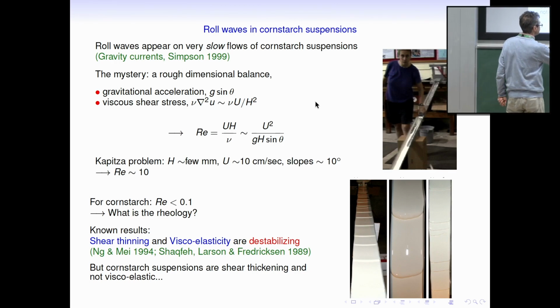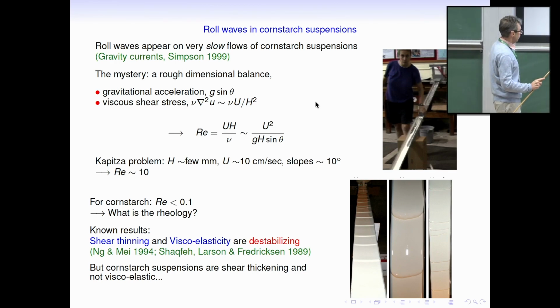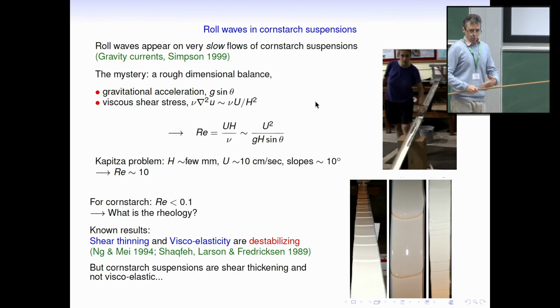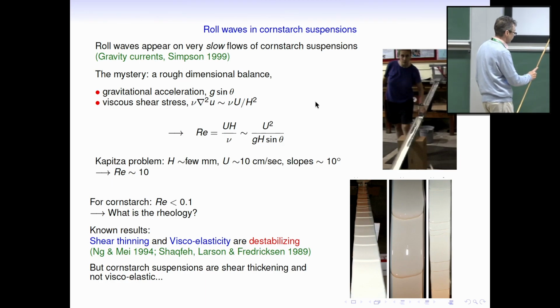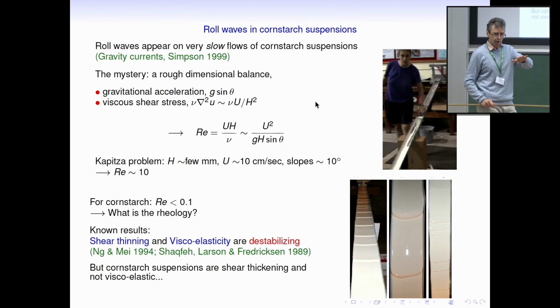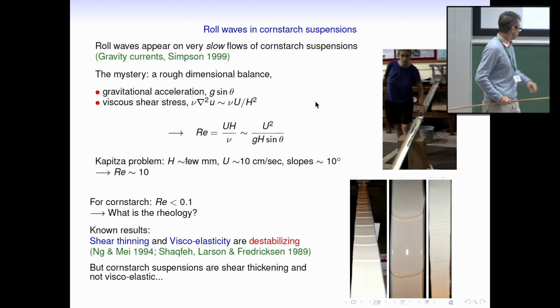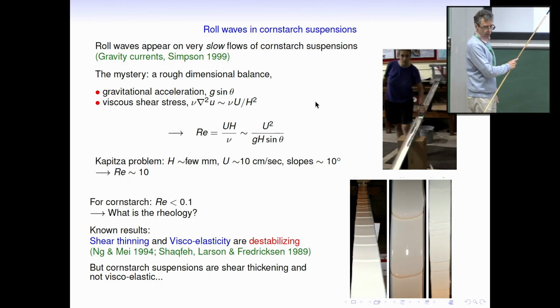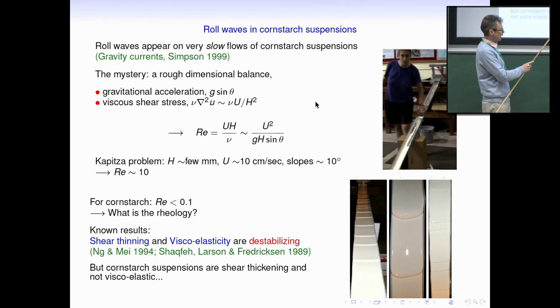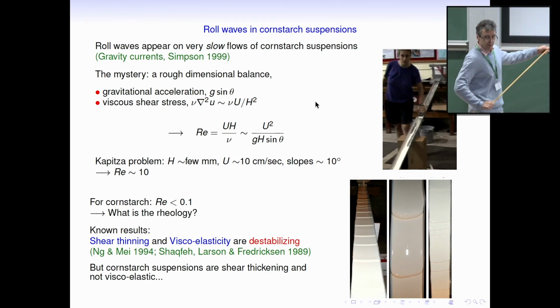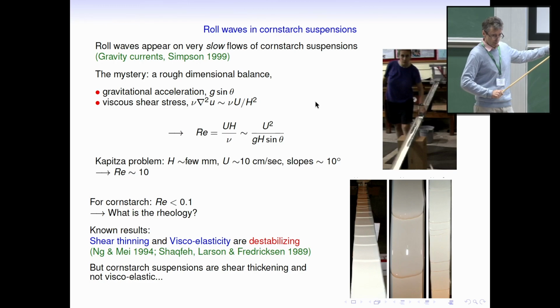It's observed that it's a relatively low Reynolds number phenomenon. It's got to have something to do with the rheology. At the time, what was available was knowing what happened when you had a shear thinning fluid. That's something that as you increase the stress or the strain rate, it gets weaker. That's destabilizing. Viscoelastic was also known to be destabilizing for roll wave type problems. So we were envisioning this as a roll wave problem, right?